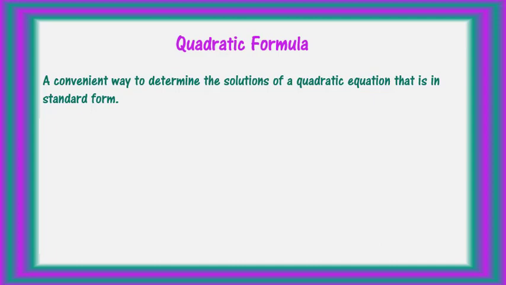So, what is standard form? Standard form is when we have a quadratic equation in the form ax squared plus bx plus c equals 0. If we want to determine the solutions of this quadratic equation, we have several other methods that we could use, but we're not going to discuss that in this particular video. We could factor, we could complete the square, but here we are actually going to apply the quadratic formula, which is x equals negative b plus or minus the square root of b squared minus 4ac, all divided by 2a.